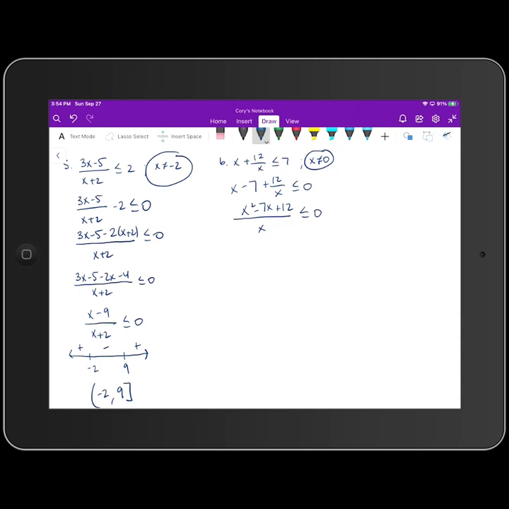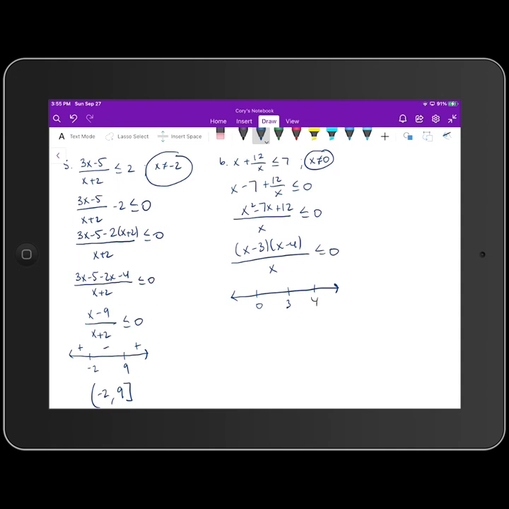And then we can factor that numerator. That's going to factor to x minus 3 times x minus 4, divided by x is less than or equal to 0. So we're going to take the zeros of the numerator and denominator and list those in order from smallest to largest. So that is going to be 0, 3, and 4.